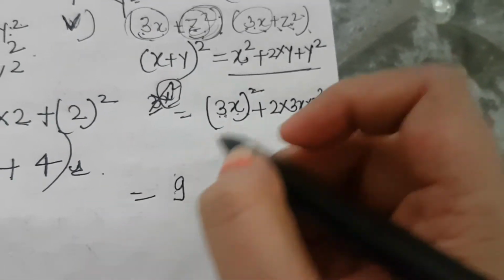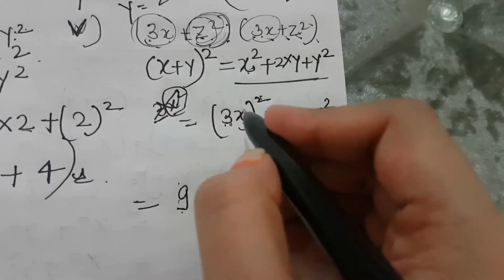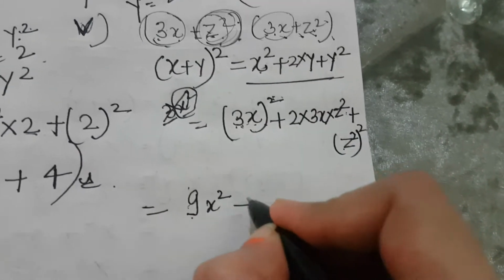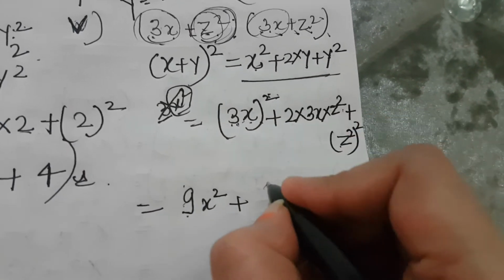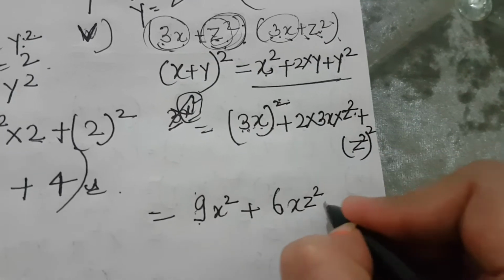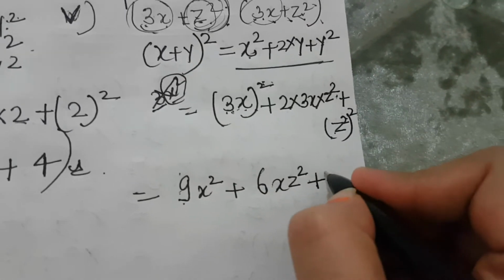So when we will open the bracket, 3 square will be equal to 9 and x square will be only x square. Now 2 into 3 is 6, and x z square plus z square means z raised to the power.